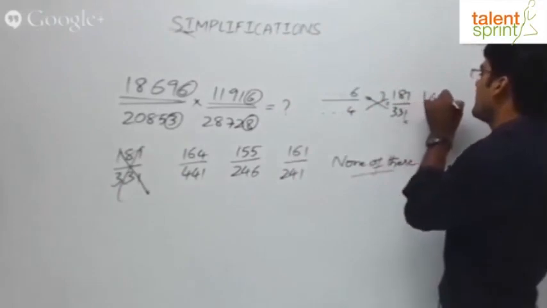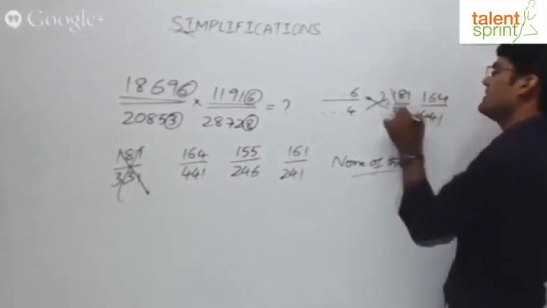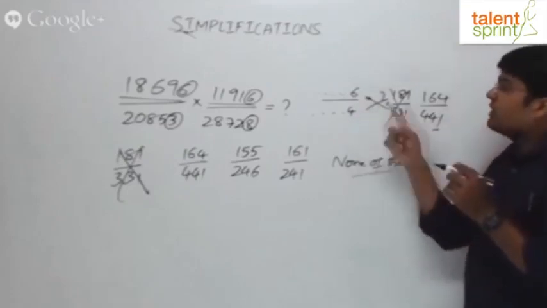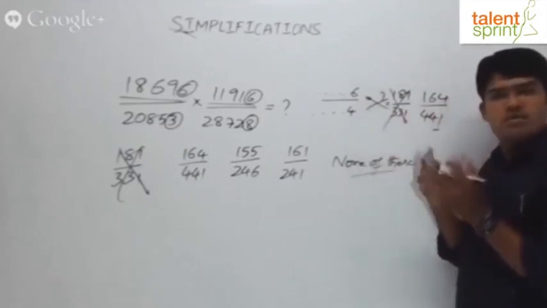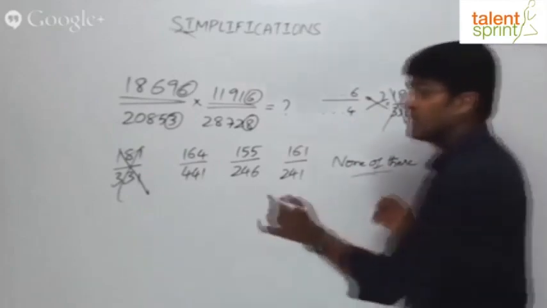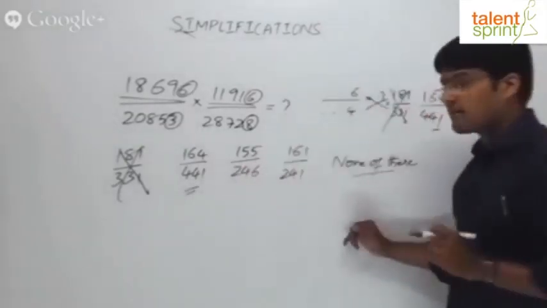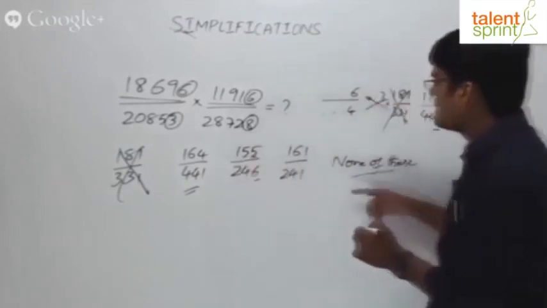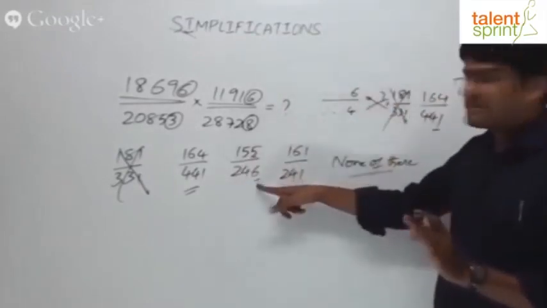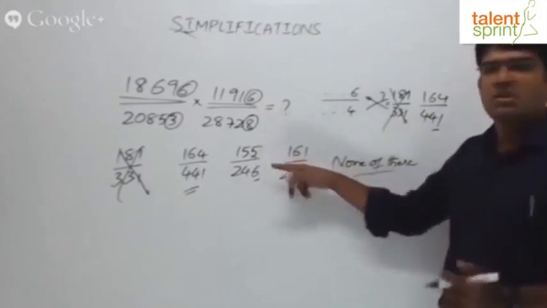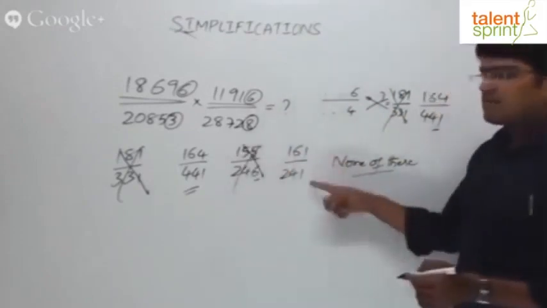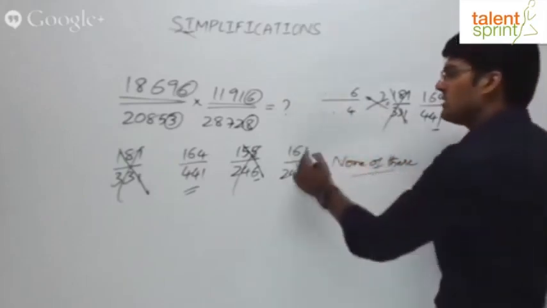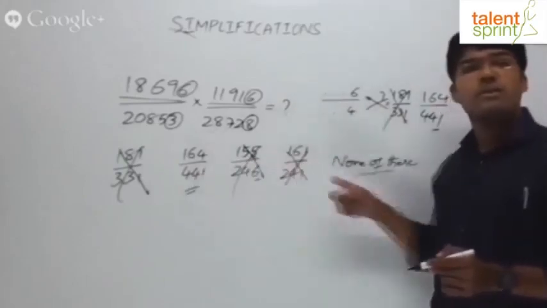164 by 441. This is ruled out? 6 into 1, 6. 4 into 4, 16, ends with 6. 6 and 6. Possible. Maybe this is the right answer. Go for the next option. 5 by 6. Just look at this part. 6 into 6, 6. 4 into 5, 0. Not possible. 6 into 1, 6. 4 into 1, 4. Not possible. Either the answer has to be second option or it has to be fifth option.